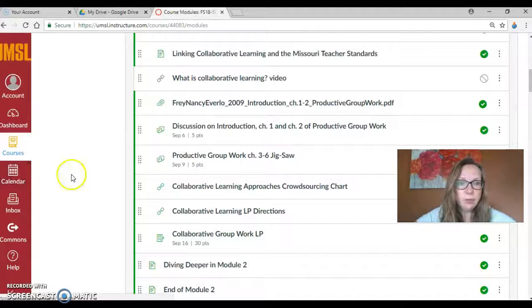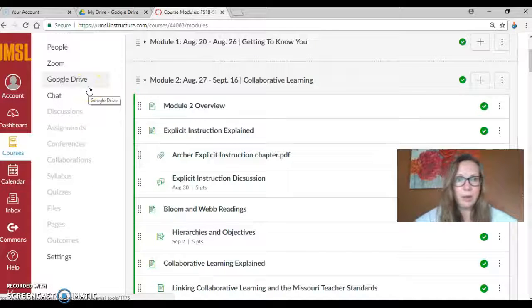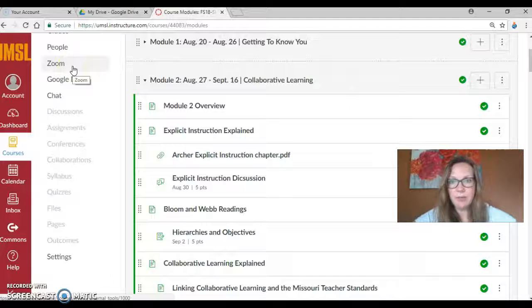You have tools that you can use. You have the Google Drive suite that you can use to collaborate. Remember that your UMSL email is a Gmail account or is a Google Drive account. And there's Zoom. If you would like to use Zoom, you can email Noelle, our course mentor, and she can teach you how you can use Zoom so that your group can collaborate using that.